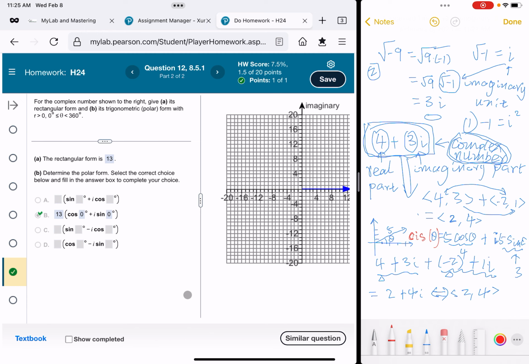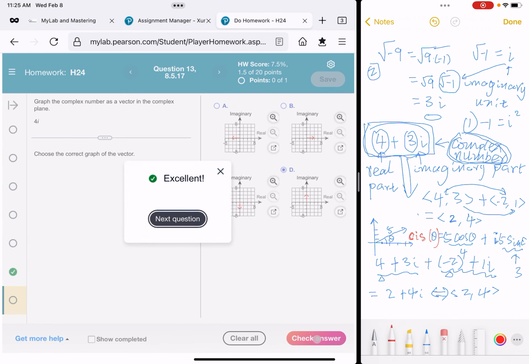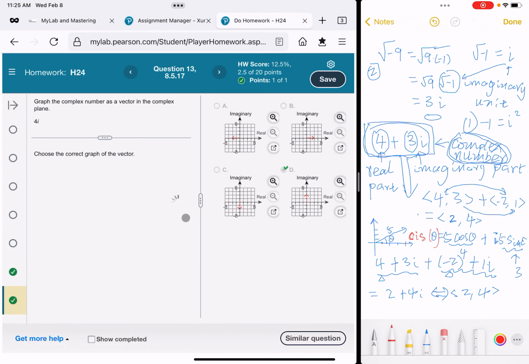So now we are done with question 12. Then we go to 13. Apparently it is 4i, that's imaginary. Here, this one is on the real axis, it's not. This one is negative. Here we have a positive 4i. This one sounds right. This one is a real number, because it's on the real line. So then we may choose this one, and we may check our answer. Excellent, great.